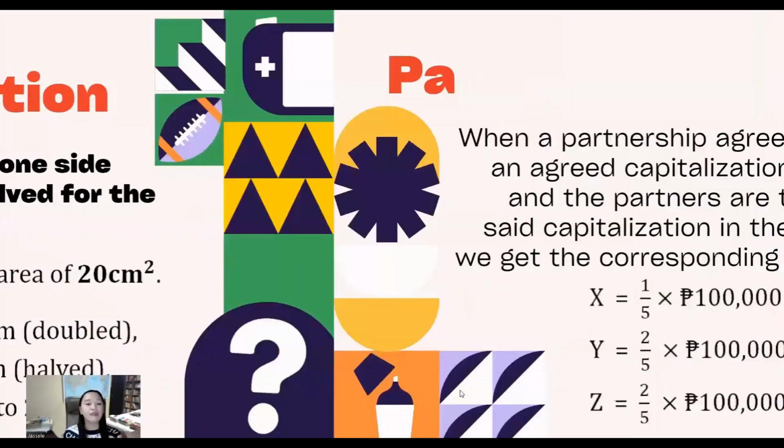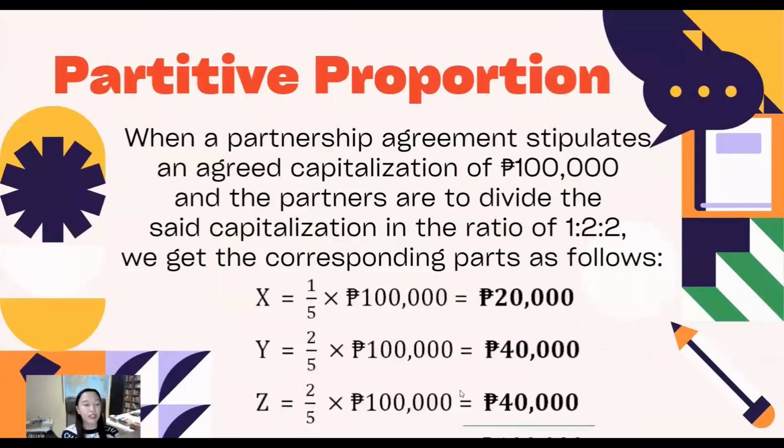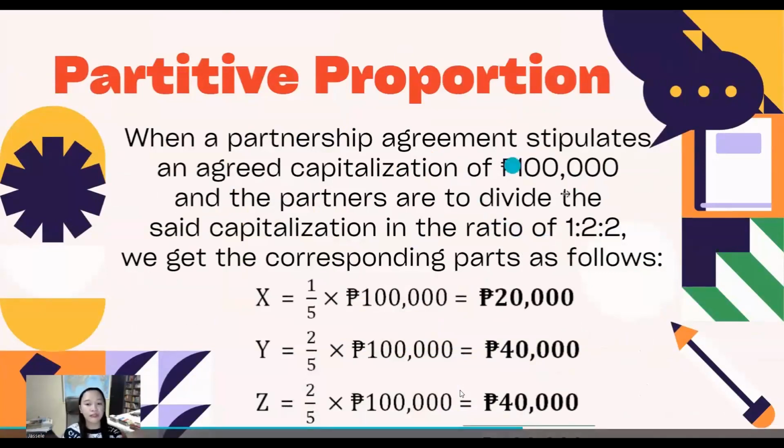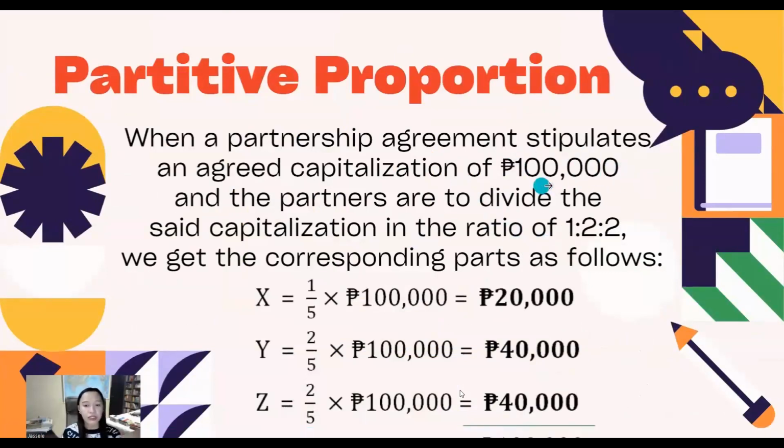Next. For the partitive proportion, as I mentioned, it depends on the agreement. Just an example here, it's a partnership. So the total capital agreement for the capitalization is 100,000 pesos. So there are 5 partners. 1 is to 2 is to 2. So the first one, we will have it as 1 over 5, or 1/5, multiplied by 100,000 pesos.